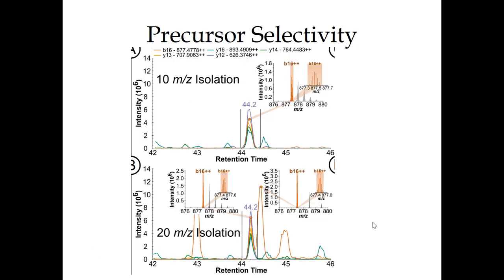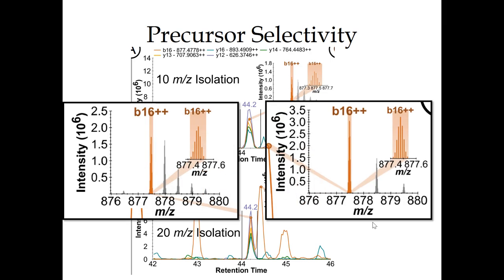This is showing a particular case where I was looking at this peptide with a 10 m/z isolation window and then with a 20 m/z isolation window. And, oh man, it doesn't show great here, but you can see there's actually this big interference in the 20 m/z window. When you zoom in, what's telling about this interference is no amount of fragment ion resolving power is going to resolve it. It's the exact same m/z.